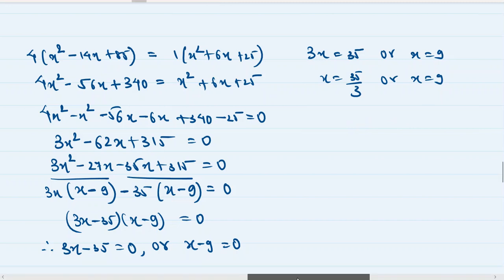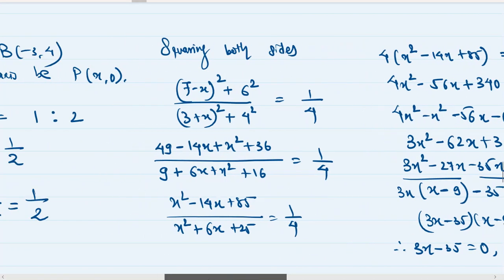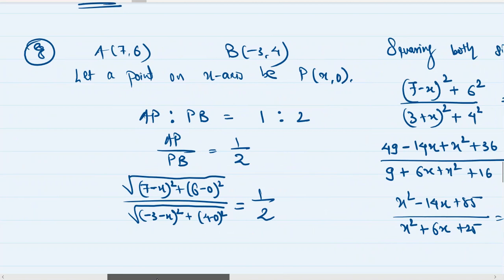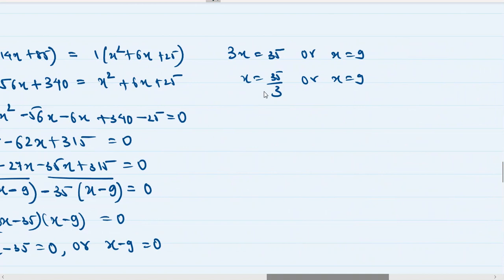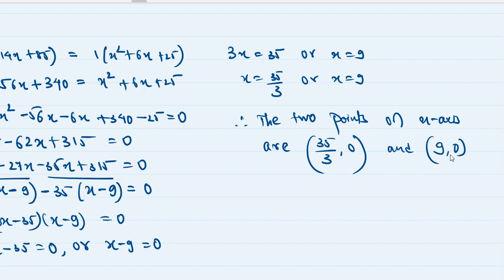So what now? What did we want? We started from here, right? Yes, so we wanted to find the point on x-axis and we have got two values of x. So the final statement would be, therefore the 2 points on x-axis are 35 by 3 comma 0 and 9 comma 0.